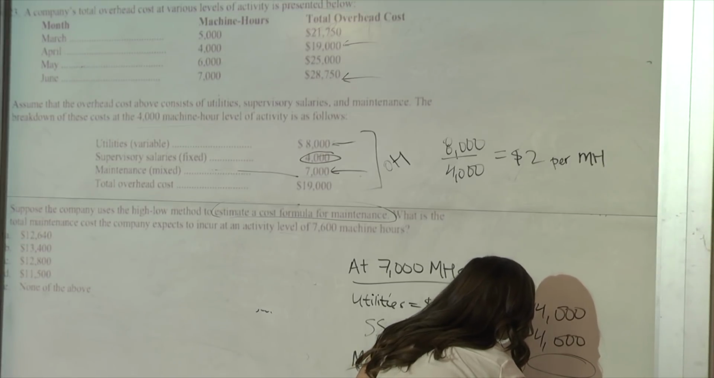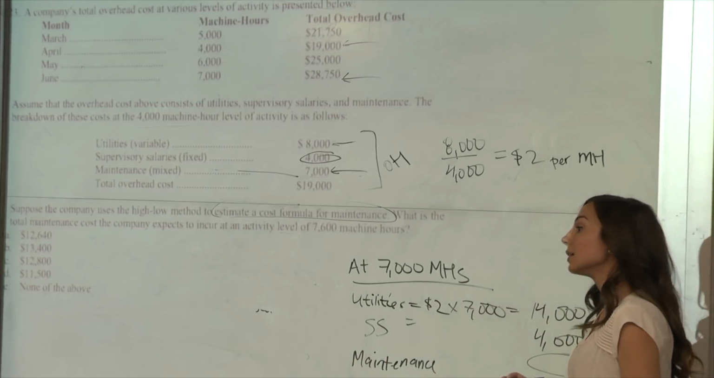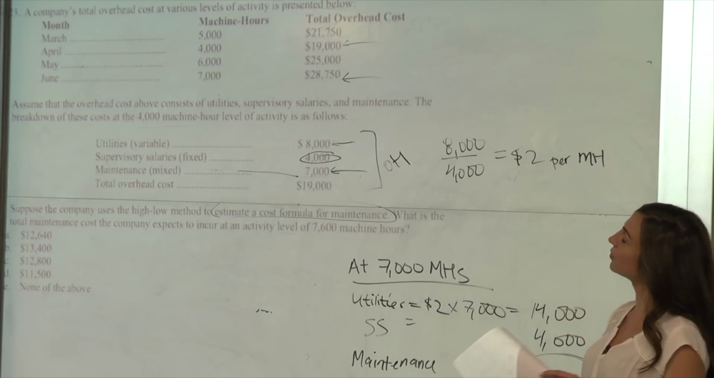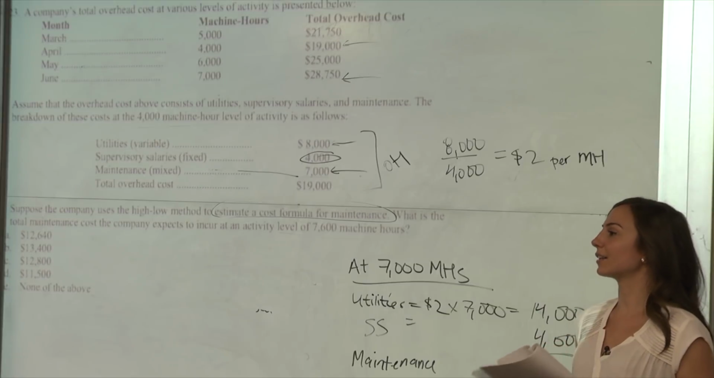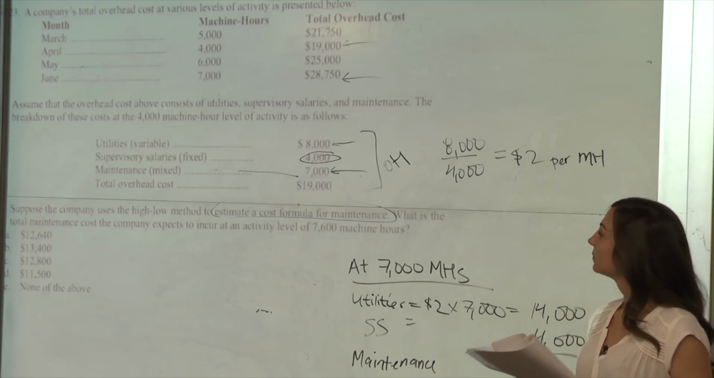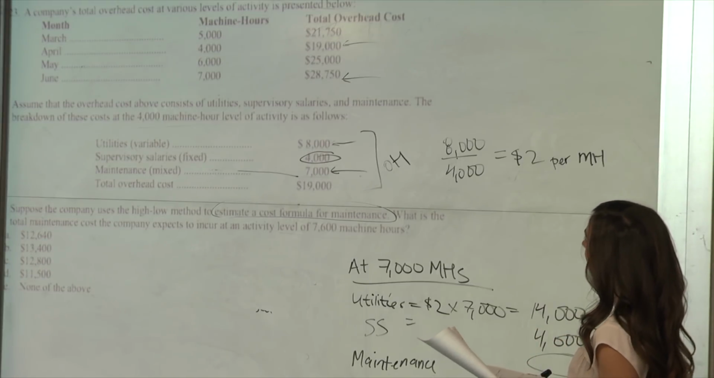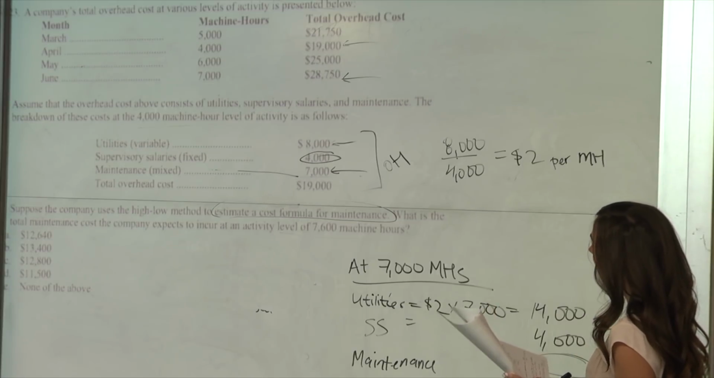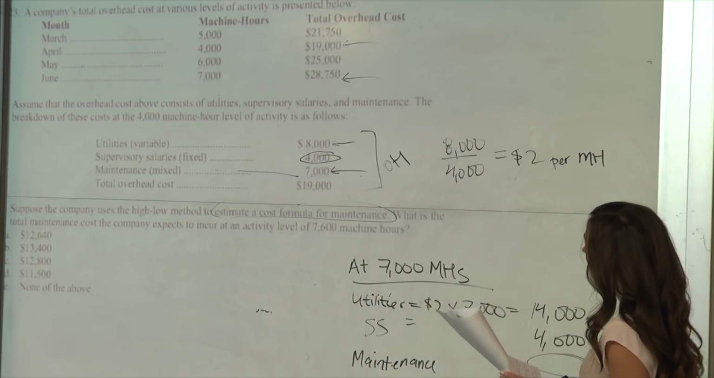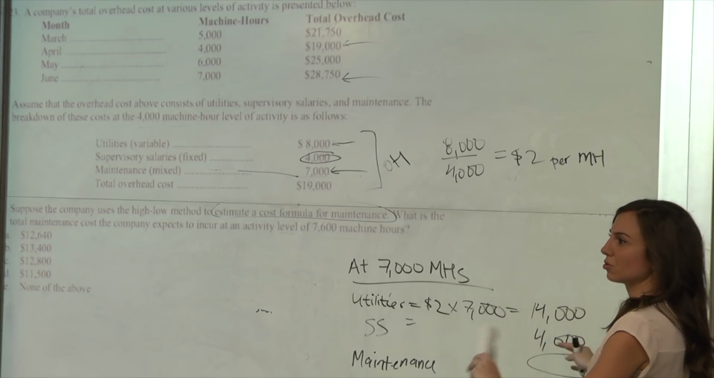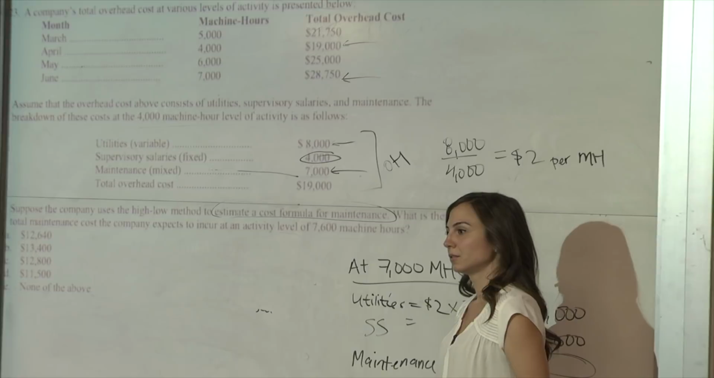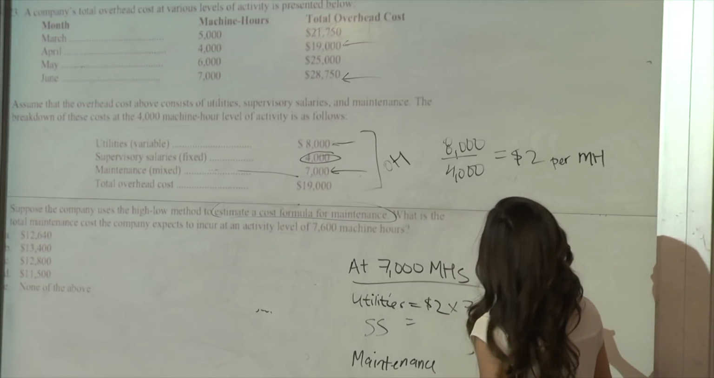Why are you doing 7,000? The reason why we're doing 7,000 is because ultimately we're going to use the high-low method. So 7,000 is the high level of total overhead, and just subtract utilities and fixed salary. So there is another way to do this. I think that this is the most straightforward way. Yeah. Why did you divide it by 1,000? Like, why did you use the utilities?